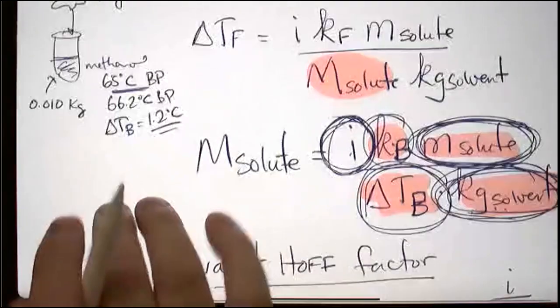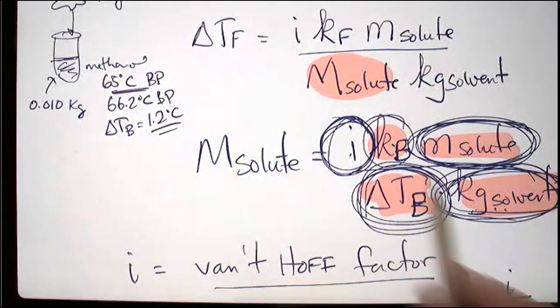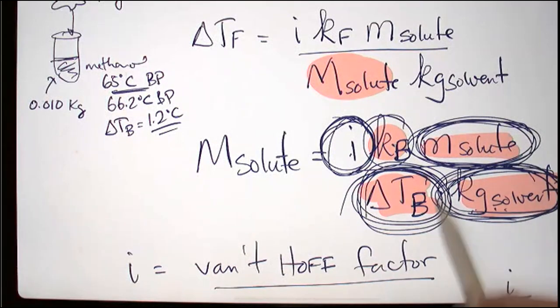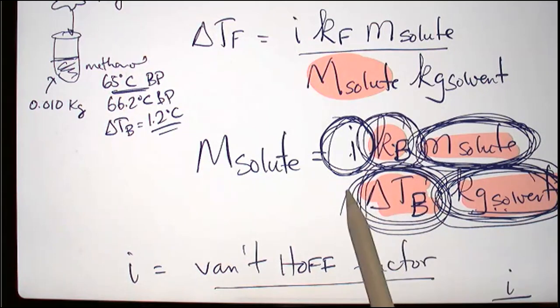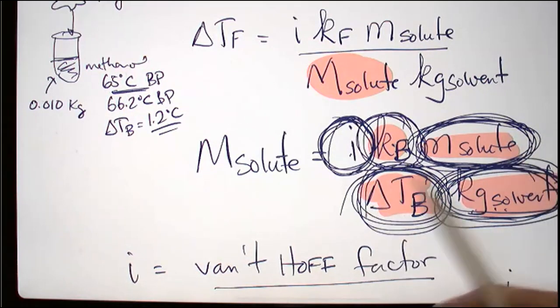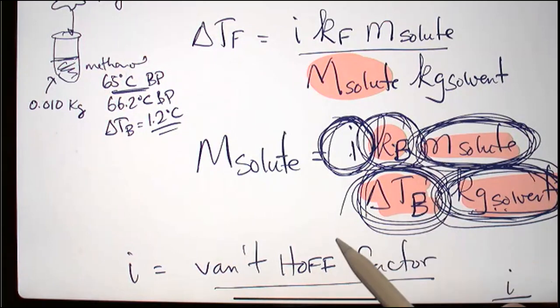So look back at our formula. We know delta TB is 1.2. We know the mass of the methanol. We know the mass of our solute. We know KB. We looked it up. And the solute was a non-electrolyte, so i is a 1. Boom. We've got the molar mass of our solute there, don't we?